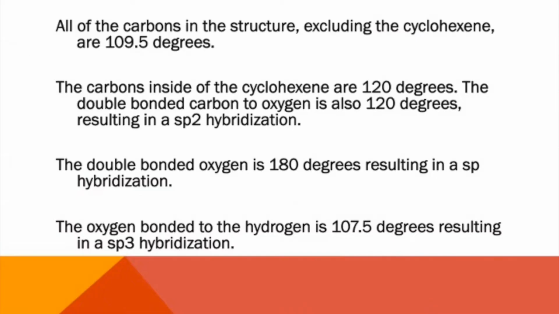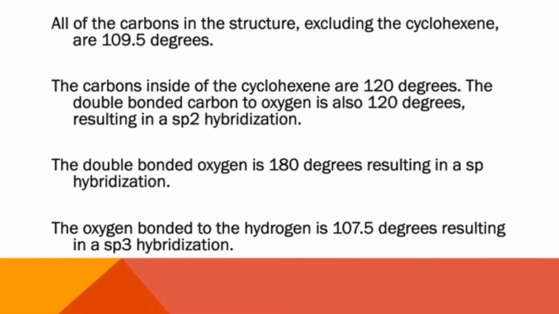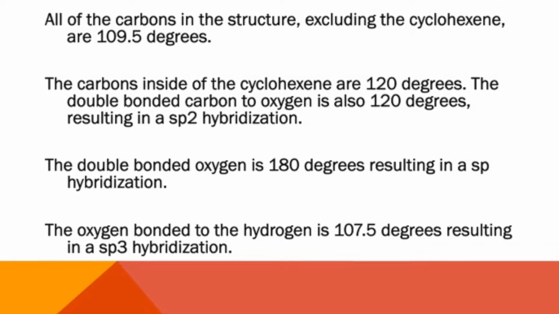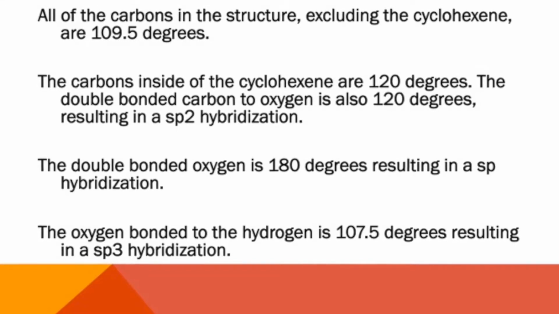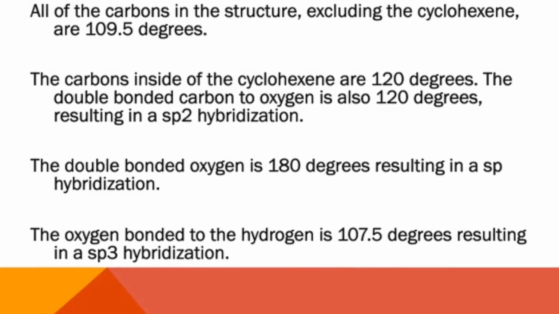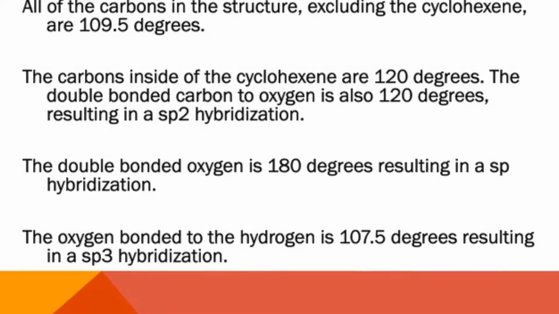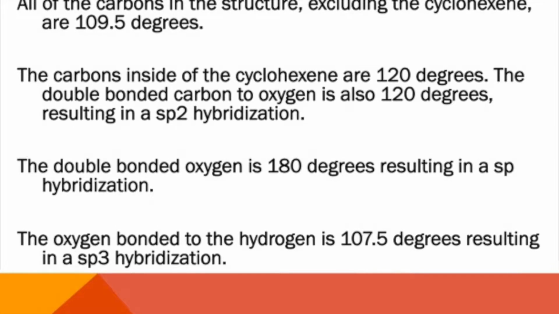with an alcohol. All of the carbons in the structure, excluding the cyclohexene, are 109.5 degrees. The carbons inside of the cyclohexene are 120 degrees. The double bonded carbon to oxygen is also 120 degrees, resulting in an sp2 hybridization. The double bonded oxygen is 180 degrees, resulting in an sp hybridization. The oxygen bonded to the hydrogen is 107.5 degrees, resulting in an sp3 hybridization.